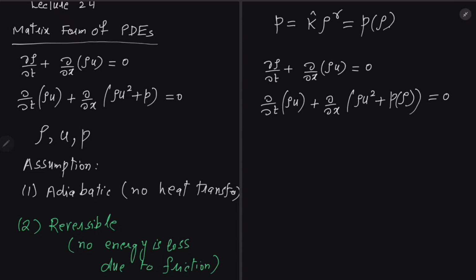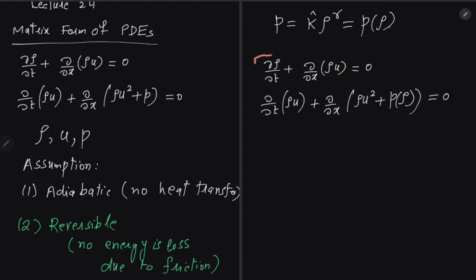Now we have three unknowns and three equations. So now this is a consistent problem, a consistent equation. Okay, we found a way to solve the equation. And remember one thing over here, P dash of rho is greater than 0 for rho greater than 0. When you increase the pressure, it means that the density will also increase.